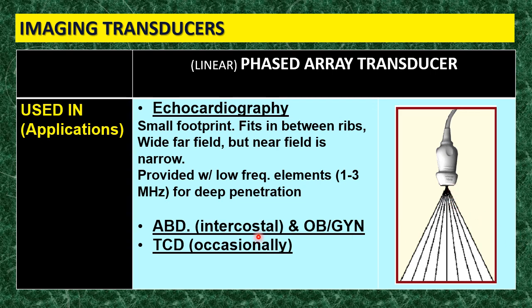So again, it is used in the abdomen, intercostal imaging, OBGYN, and also sometimes in the transcranial Doppler, but this is a limited application because it needs a specific software application and a calculation package in the machine. You can use the same probe with a much lower frequency, for example, 1 megahertz. So this is a limited application, but sometimes it could be used in the transcranial Doppler too.